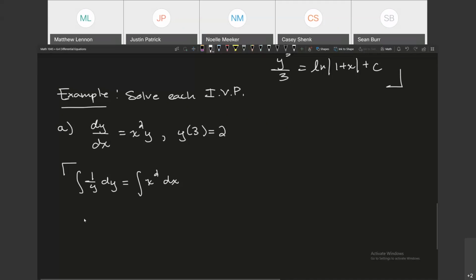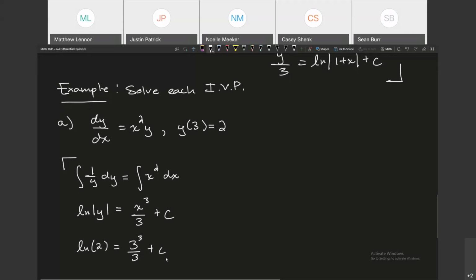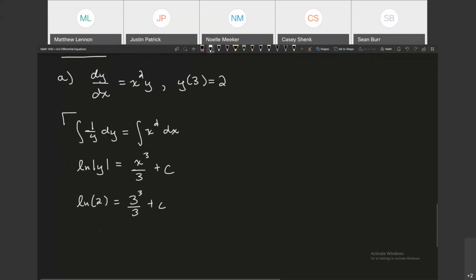And then the antiderivative is pretty easy. 1 over y has antiderivative natural log absolute value of y, and x squared is just x cubed over 3, and then we have plus our constant. So now's the part where we're going to plug in that point. We're going to use that y of 3 equals 2. That means if I plug in 3 for x, I get 2 for y. So that means the natural log of 2 is equal to 3 to the third power over 3 plus a constant. So we can figure out exactly what our constant is.